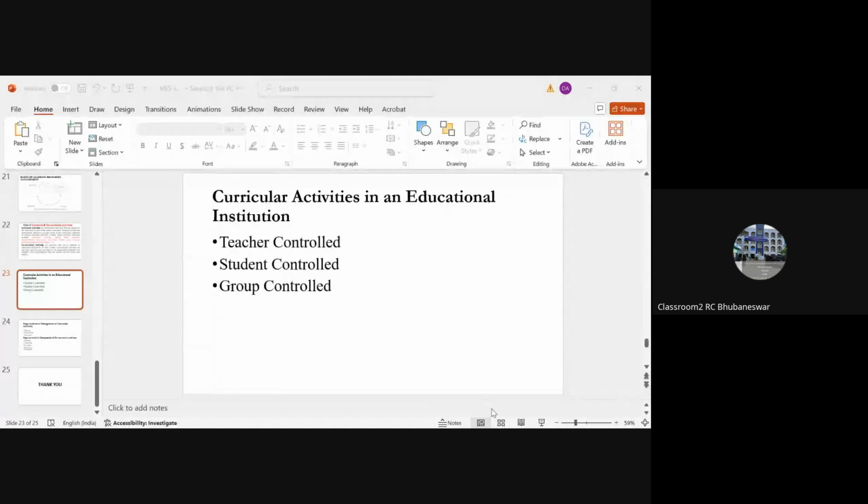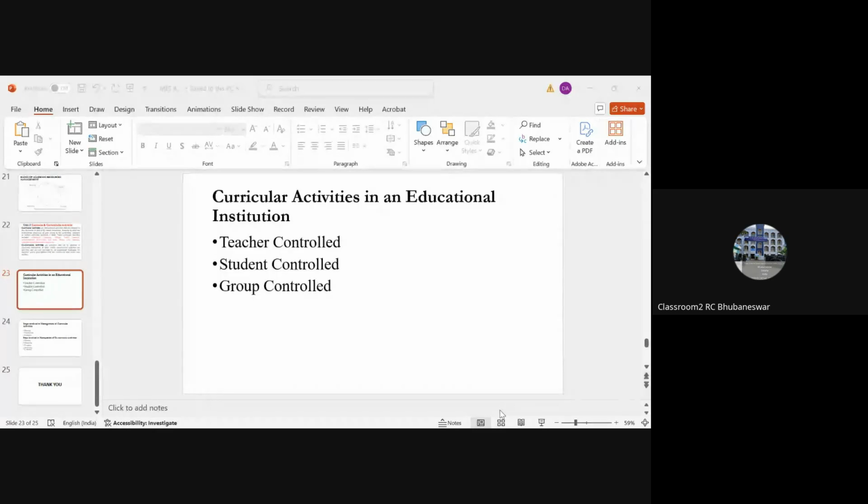Team teaching. These are the different activities of teacher-centered or teacher-controlled activities in any educational institution. Student control. Under student control, we can say group work, group activity, pair activity are also student control activities. Computer assisted instruction. So using the computer, we are assisting the learners how to learn, how to improve their ability, performance.